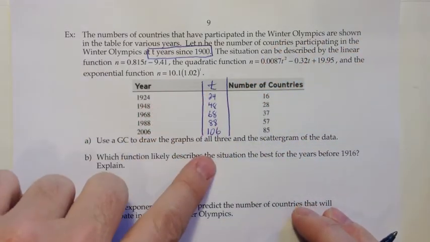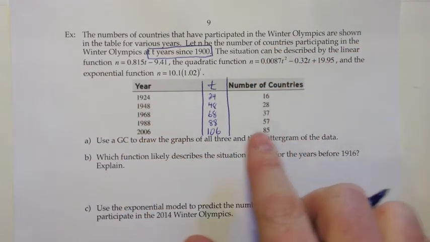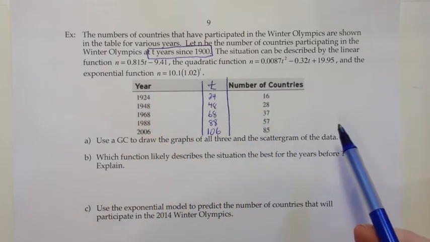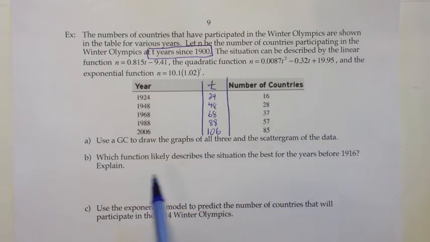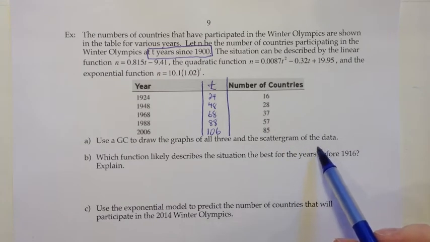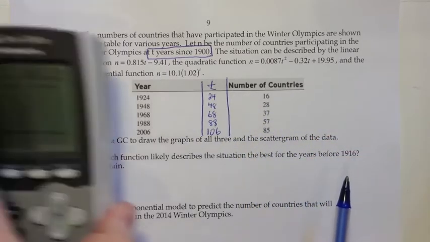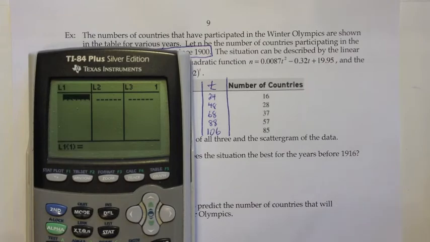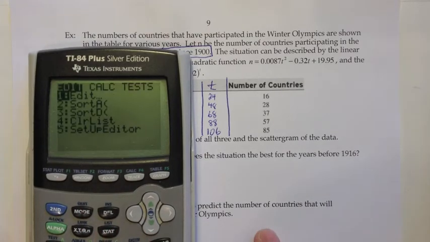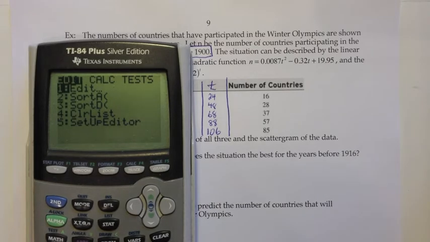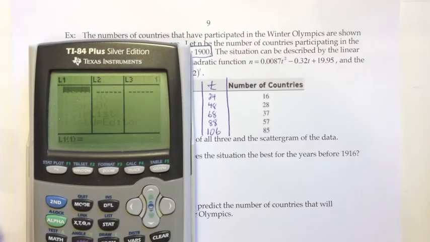So those are our inputs, and these are our outputs. And then we have these three different models, and they want us to think about which one is the best. So we're going to use a graphing calculator to draw the graphs of all three models and the scattergram of the data together. So let's go ahead and enter this data into the calculator. So this will be a lot like we've done in previous sections. So let me just remind you how to get there. You want to hit the Stat key and then go into the Edit menu and enter all of your inputs into L1. So I'll do that.